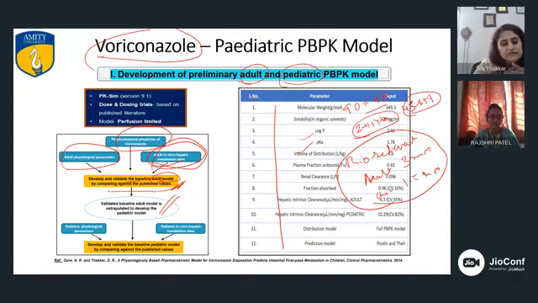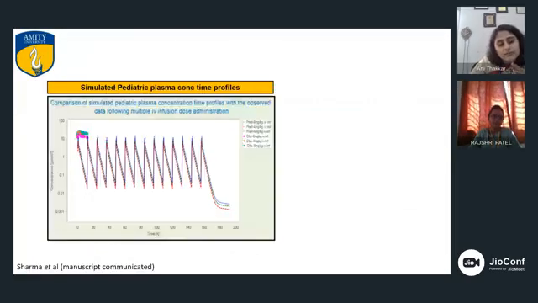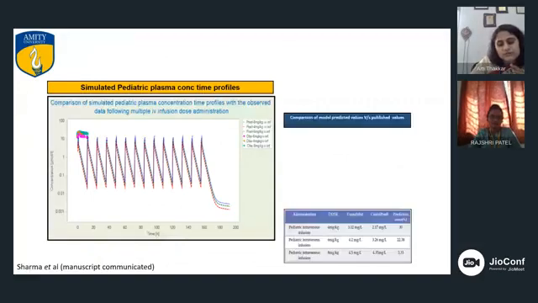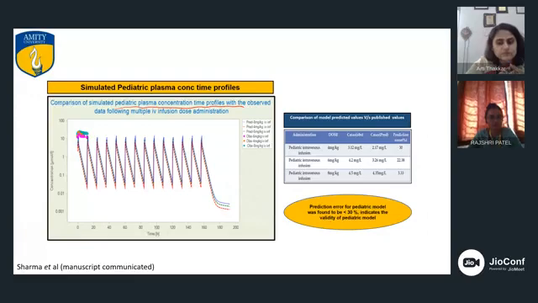And then for pediatric, we put in the pediatric info, what we had from the literature and what we had in our lab, like the dissolution-related data also. So now what happened when you do the simulation? If you just see over here, we compared the simulated pediatric plasma drug concentration profile, and we found that when we developed from the base model to the pediatric model, the prediction error was less. I mean, we could validate the model based on the adult model.